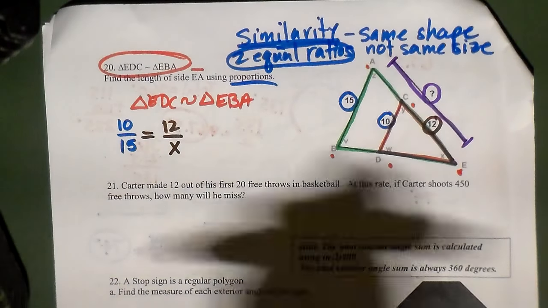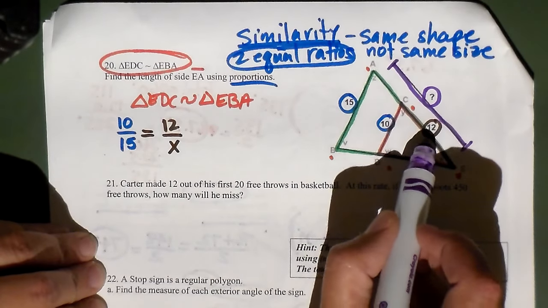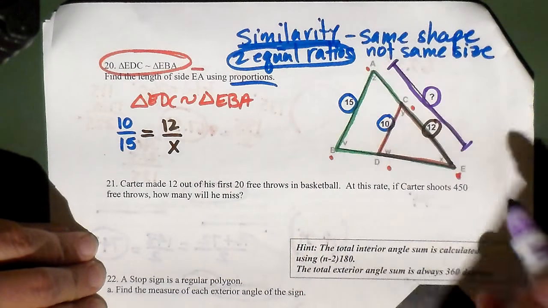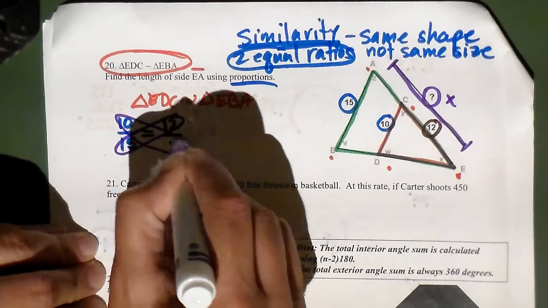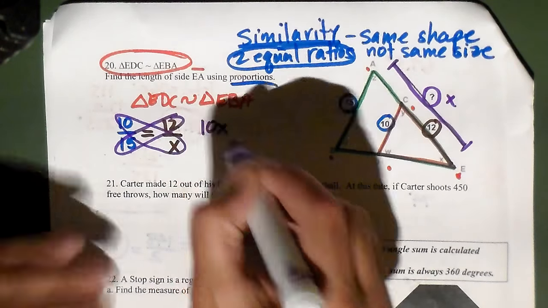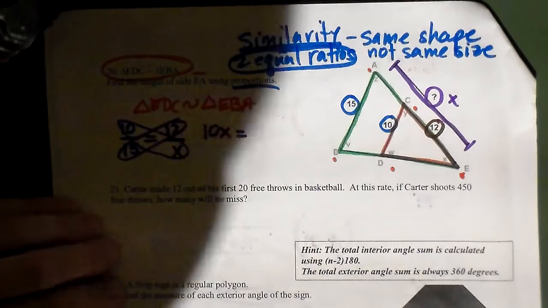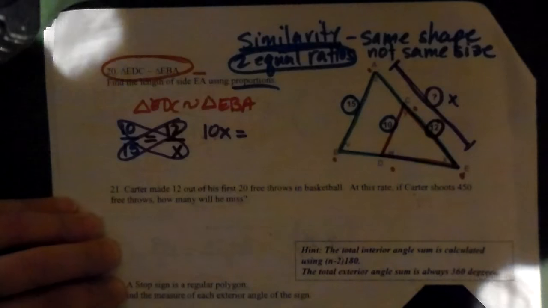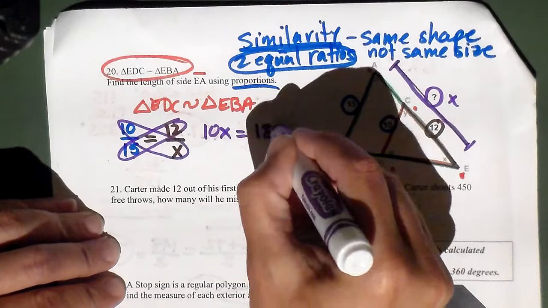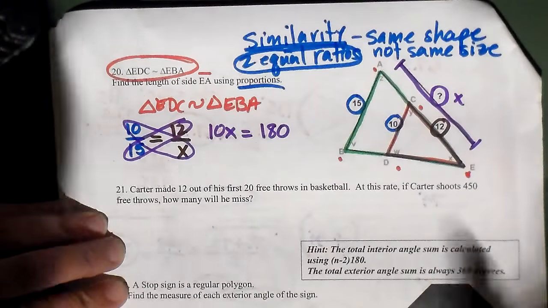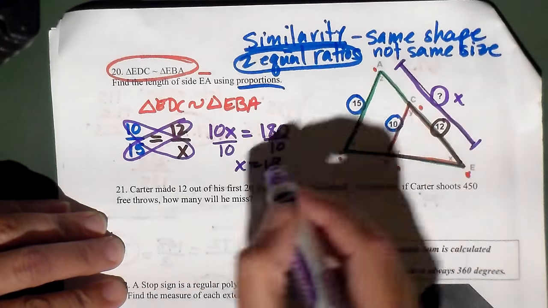So I know these have to be equal ratios. 10 to 15 has to give me the same ratio as 12 to X, and I'm going to call this X instead of question mark. To solve proportions, we cross multiply. So I've got 10x equals 15 times 12. 15 times 12 gives me 180. So I've got 10x equals 180. I'm going to divide both sides by 10, so X equals 18.